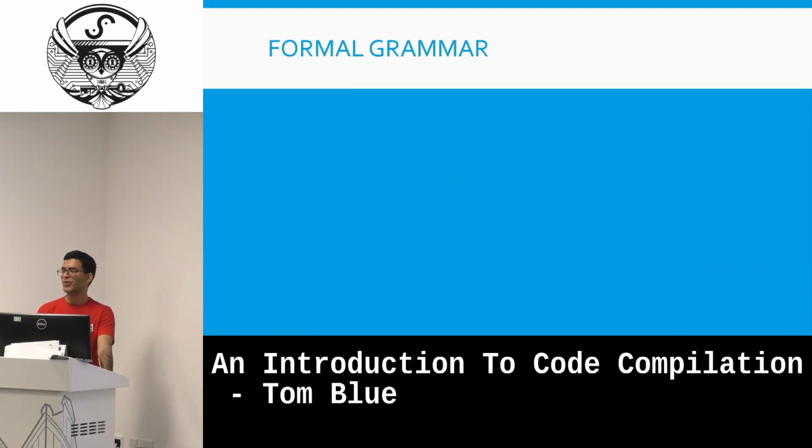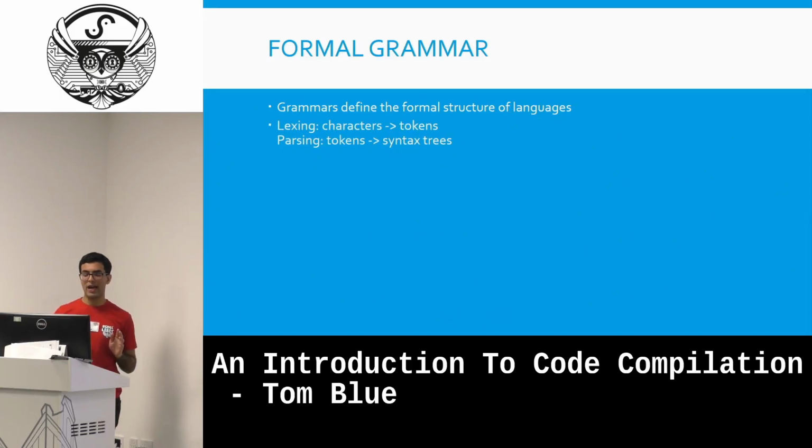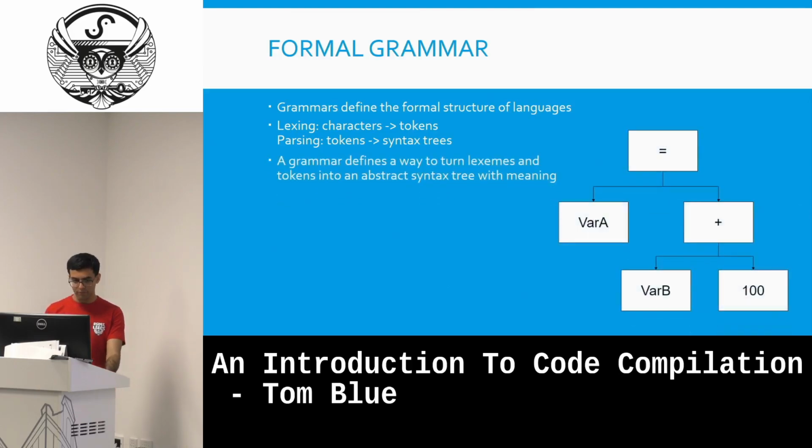So we talked about how compilers work, but we've not really talked about how languages are designed, how the parser knows what structure to enforce, how the semantic analysis knows what to expect. Those are defined in what's called a formal grammar. Formal grammars define the structure of languages. It defines how to lex, it defines how to parse, it defines semantic analysis.